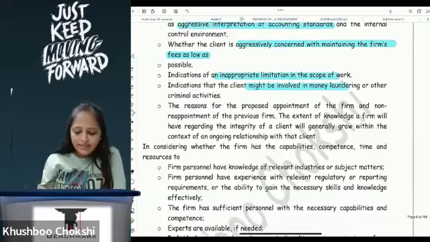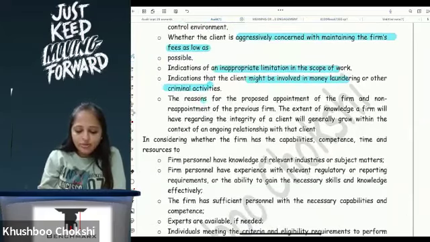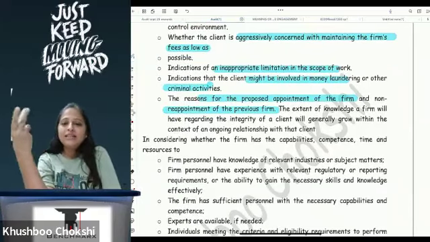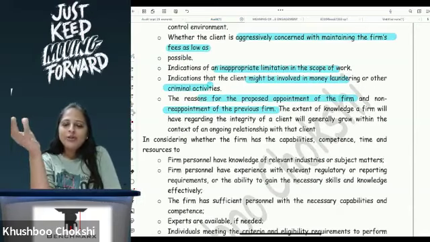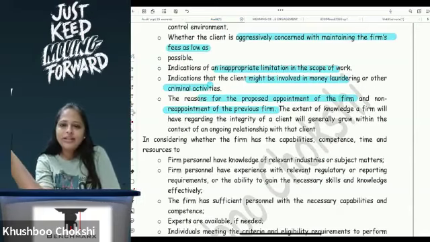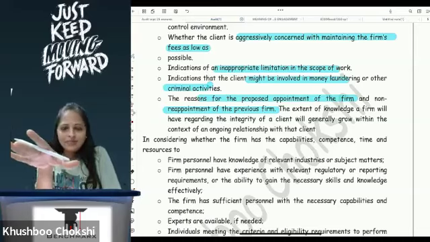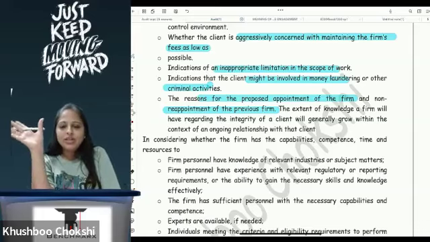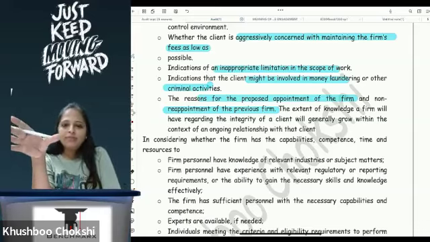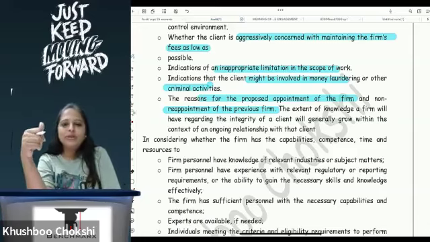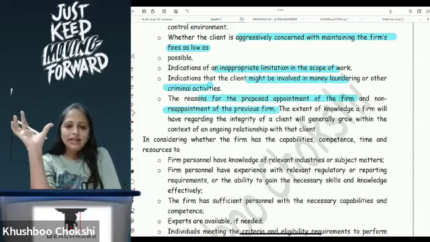The client is involved in money laundering or criminal activities, and the reason for the proposed appointment of the firm and non-reappointment of the previous firm. So if he is changing his CA, you need to understand why he is changing, why he is not reappointing that particular person for this year, and why he is appointing you. See, if it is a rotation, then it is very clear: 10 years are over, after that there is a 5-year cooling off, and in that he has appointed you. So that is not an explanation. But if within those 10 years the firm can be the auditor and he is not appointing that firm, and he is telling you that he wants you to come and work, then figure out why they are not appointing. That reason is very, very important.